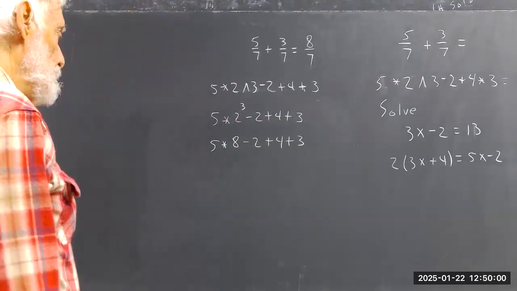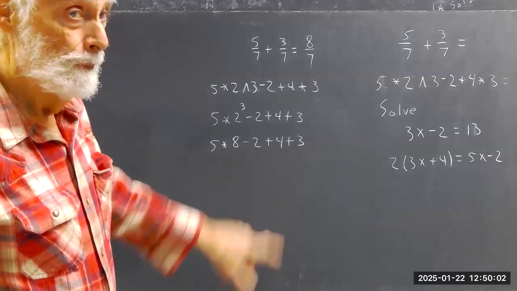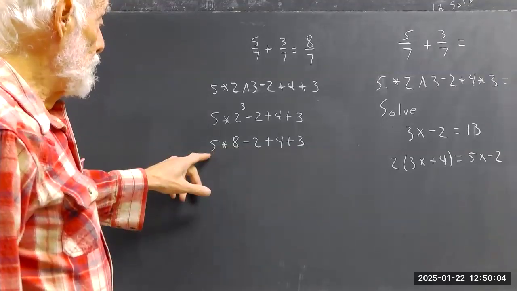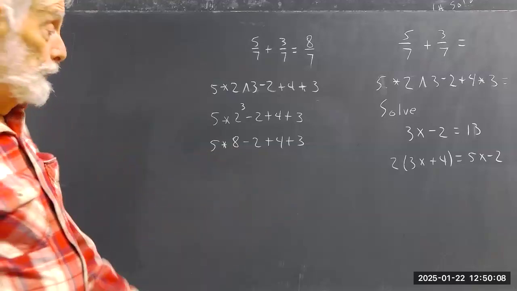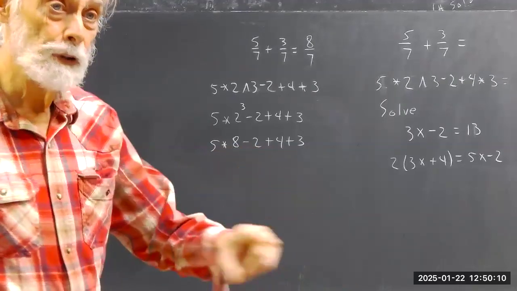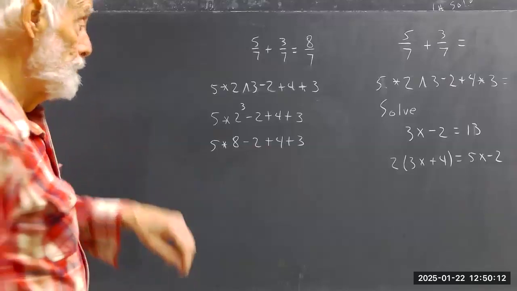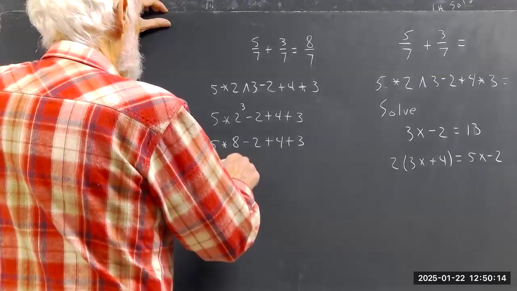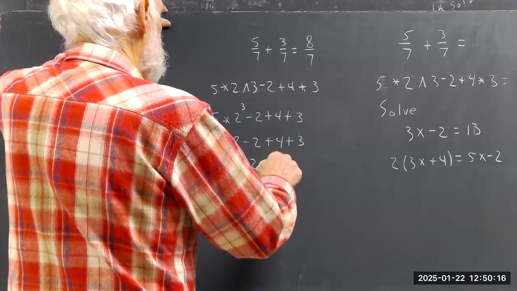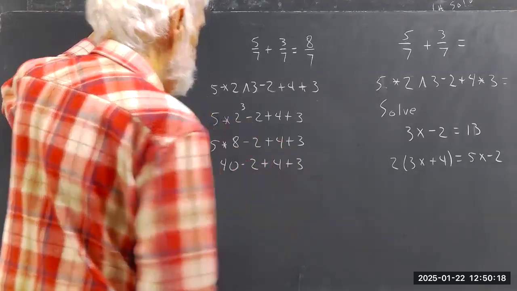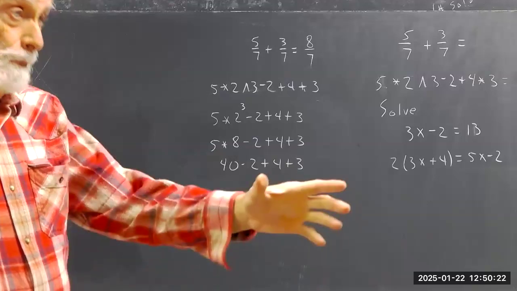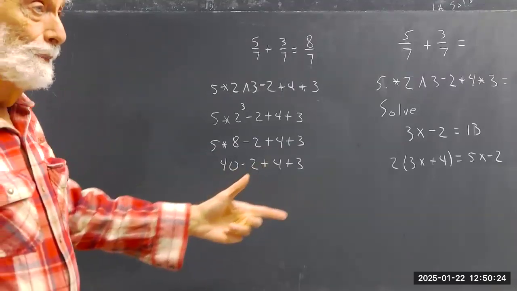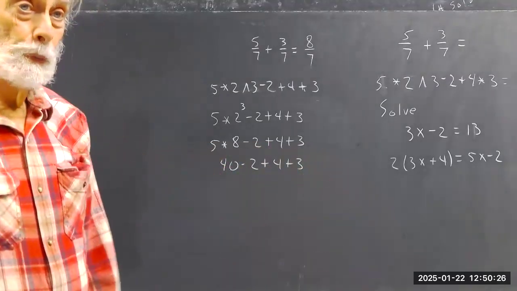Okay, now what do? Do we do the 8 minus 2? No. Do we do 5 times 8? Yeah, not because we do them in the order they're written, but because multiplication comes before addition or subtraction. So we have 40 minus 2 plus 4 plus 3. And then we just do additions and subtractions in order. So in this case, we're back to the order in which they're written.